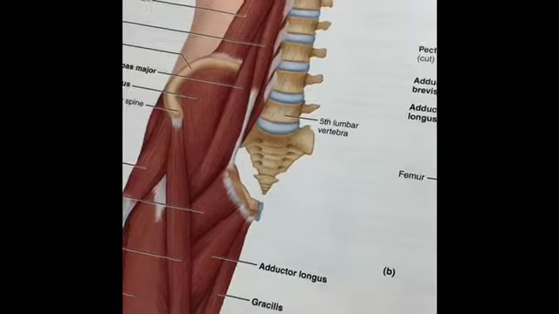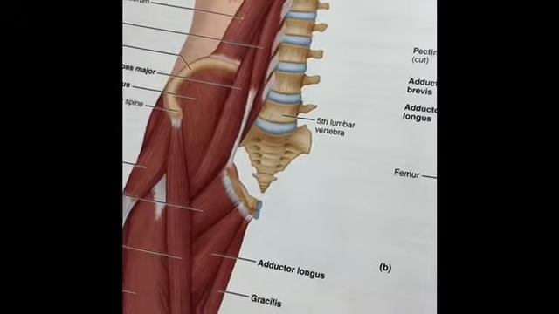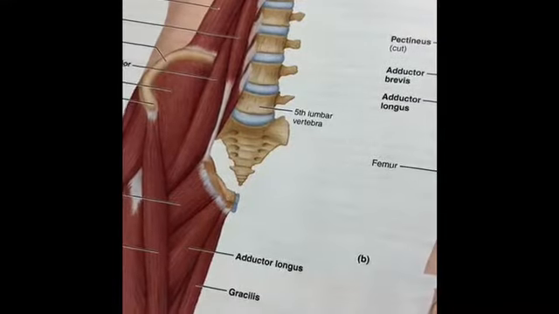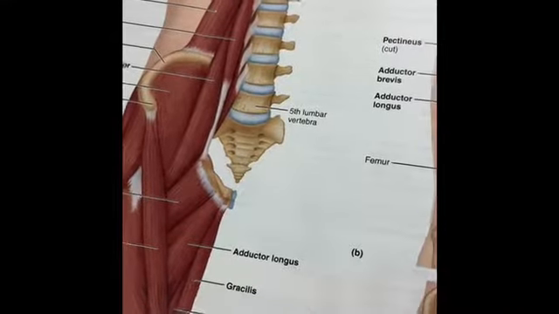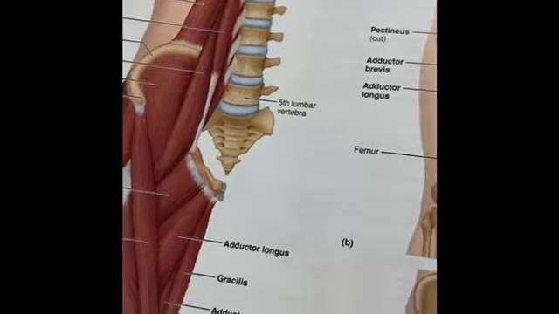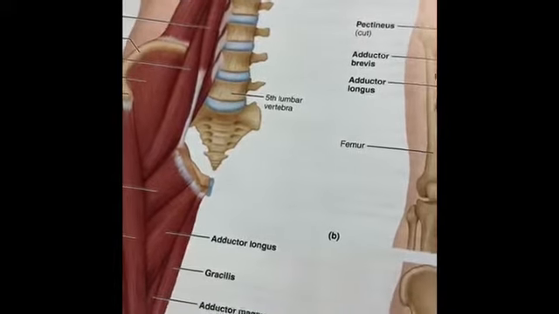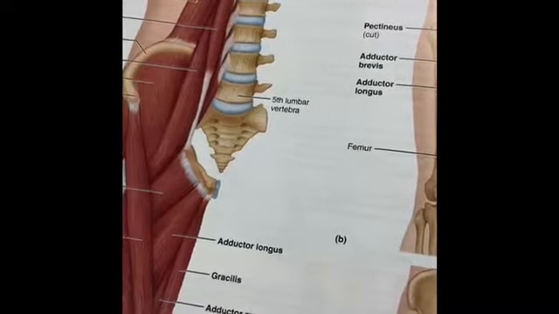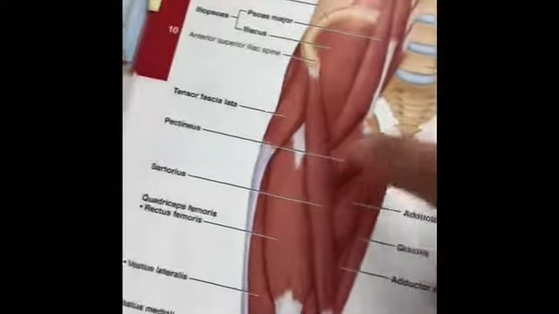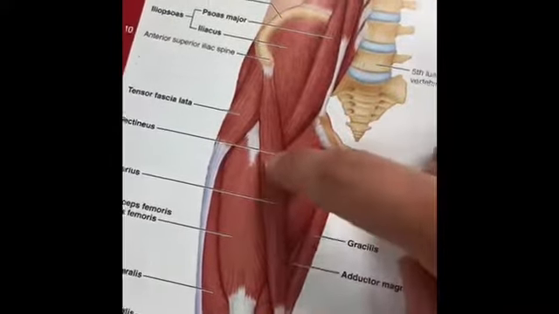The insertion is the lesser trochanter of femur via the iliopsoas tendon, and the action is the prime mover for flexing the thigh, and it also flexes the vertebral column laterally. The next muscle is the sartorius, and that is this muscle right here.